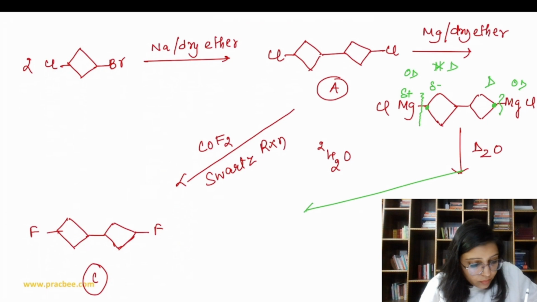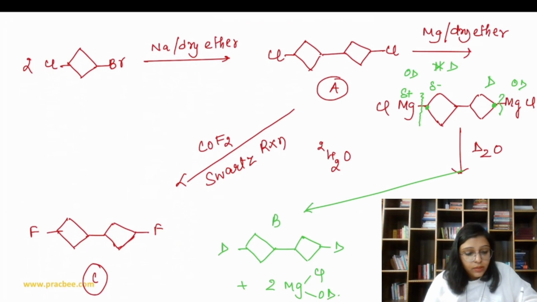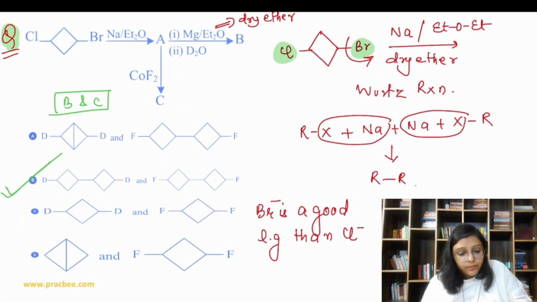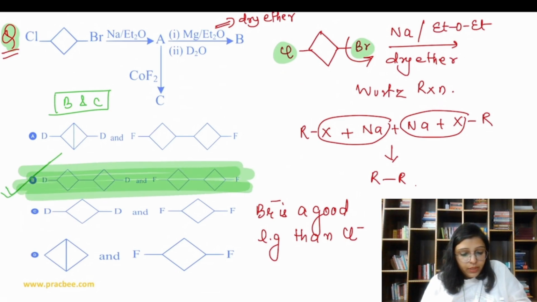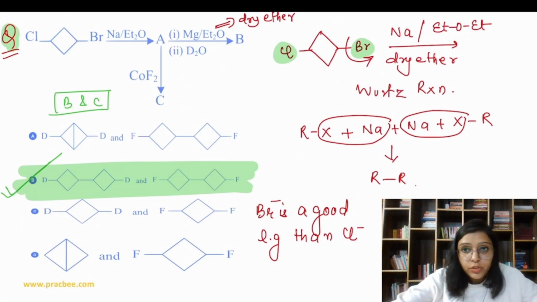So B is going to be this one, D plus 2 molecules of MgCl and OD. Clear? So that is B. So we have to find out B and C. So what is B and C? So B is going to be DD and C is going to be FF. So option B is going to be the correct answer. Okay? Option B is going to be the correct answer. Clear? Now moving on to the next question.